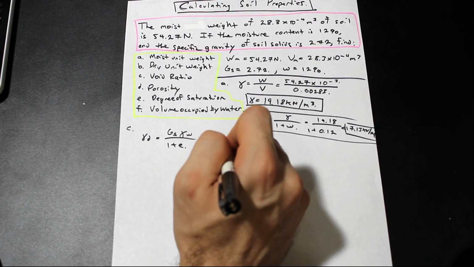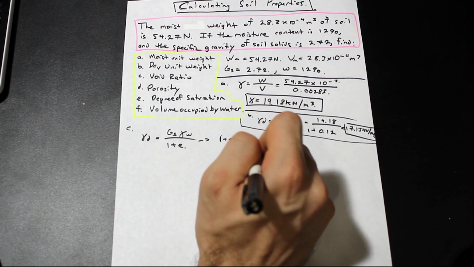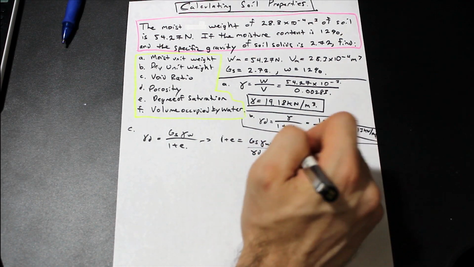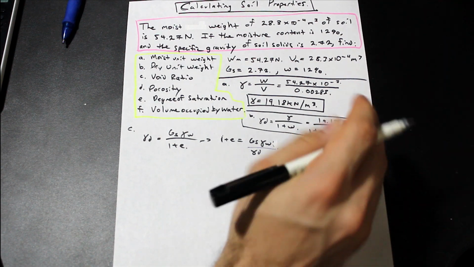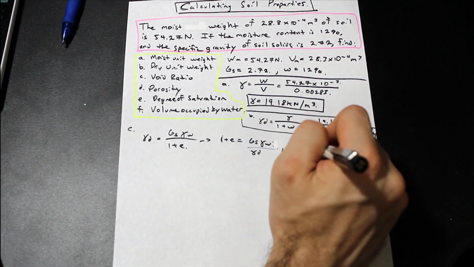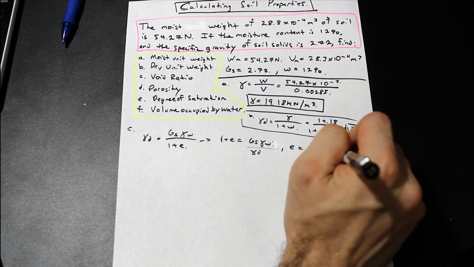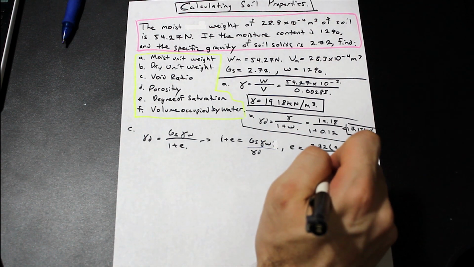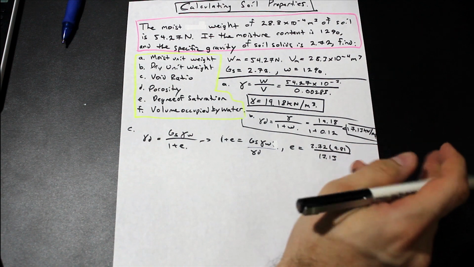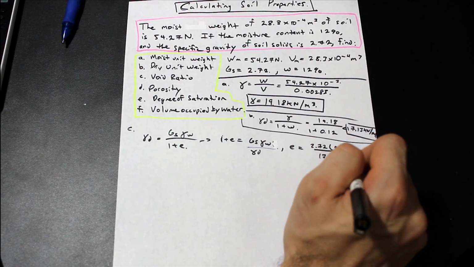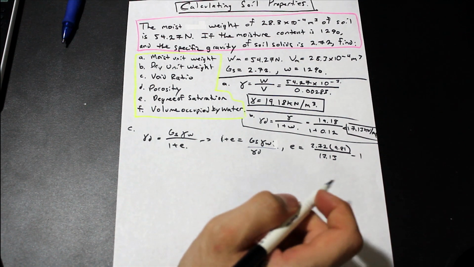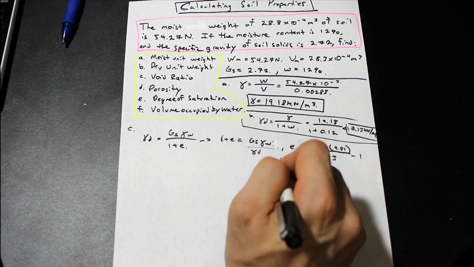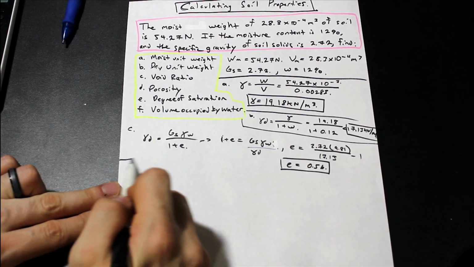So we can say 1 plus e is equal to the specific gravity times gamma water divided by gamma dry. If we go ahead and solve for e now, we have the specific gravity, 2.72, times 9.81. Make sure your units are correct here, guys. We have gamma dry, which is 17.13. Everything so far is in kilonewton, everything is in meter cubed. This is a unitless item here, and we're going to subtract this 1. If we calculate e, we're going to get that e is simply 0.56.